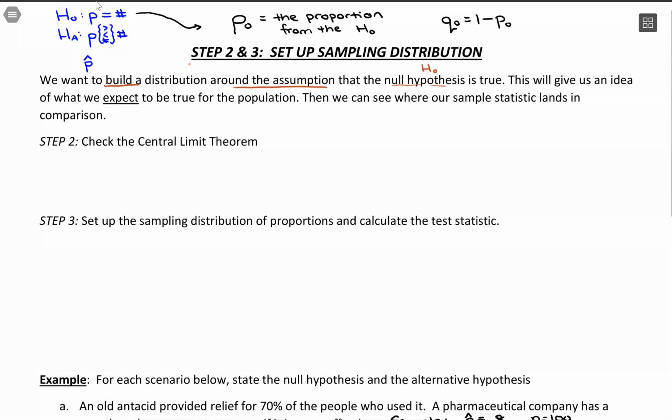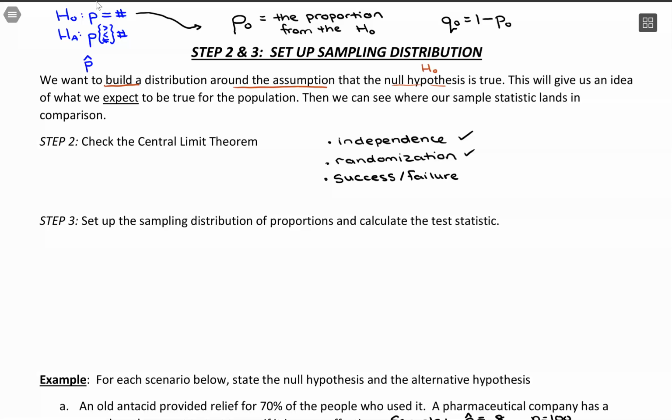What we're going to do in this video is go through step 2 and 3 of our hypothesis test. Step 2 is going to be to check the central limit theorem. So we'll want to check that we have independence and check that we have randomization. Now again, with those, you can assume I'm giving you problems that pass those. Then where we need to show a little bit of work is with the success-failure condition.